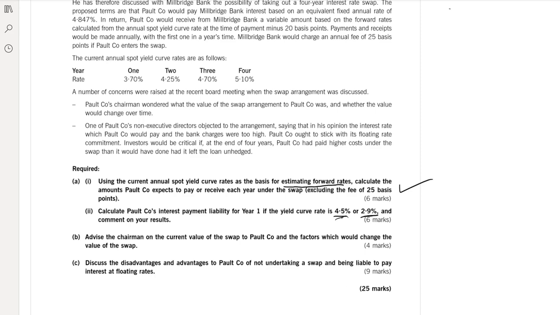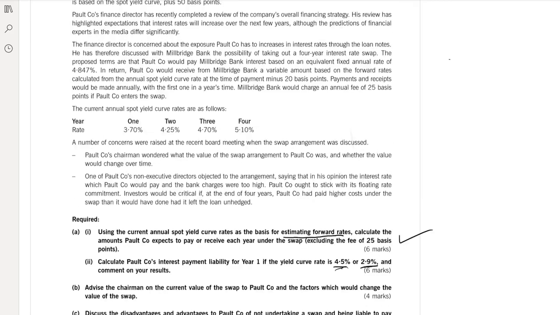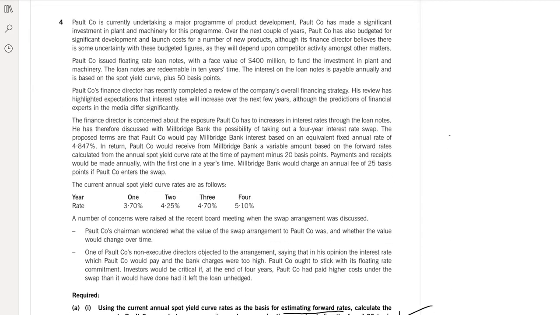Discuss the advantages to Pault Company of not undertaking a swap. So we have to write about the advantages and disadvantages of not undertaking a swap. Actually, this is all about the advantages of swaps and disadvantages of swaps. Being liable to pay interest at floating rates. Let's move to the requirement.